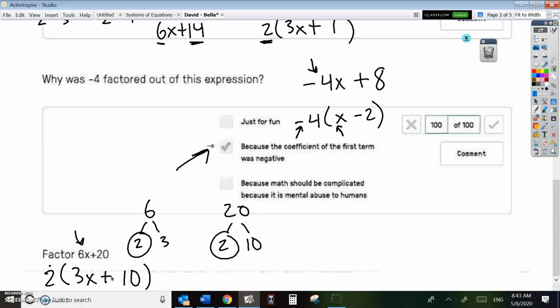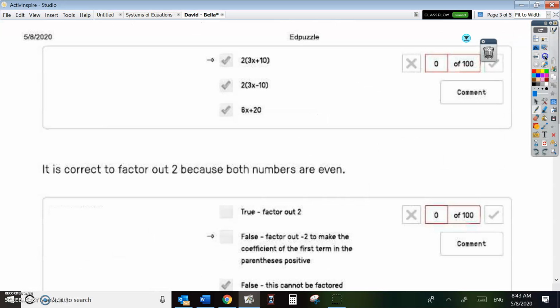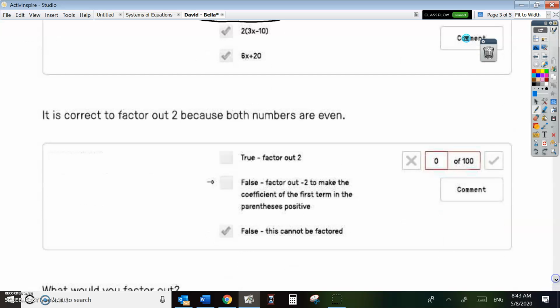And everything here is positive, so this stays positive. Now, distribute to see if it works. 2 times 3x, is that 6x? Yes. 2 times 10, is that 20? Yes. So this 2 times the quantity 3x plus 10, that's what you need for that problem. Right here. It is correct to factor out 2 because both numbers are even.